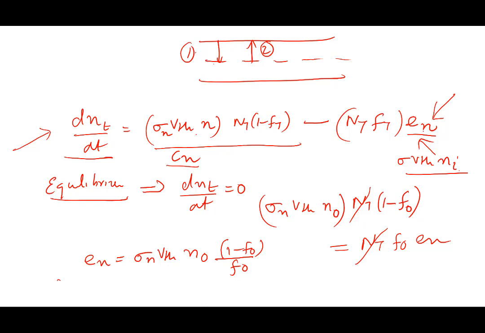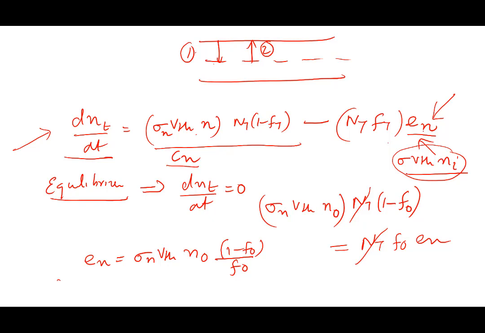Whether you have fewer electrons or more electrons, the number of electrons in the conduction band is in any way very small, so it doesn't really matter. But the probability of emission from the defect, the emission rate, remains the same. So now we have a general expression for the rate at which the electrons are getting captured: dNt by dt is sigma VTHN n Nt (1 minus ft), minus Nt ft En, where En is sigma VTHN ni.